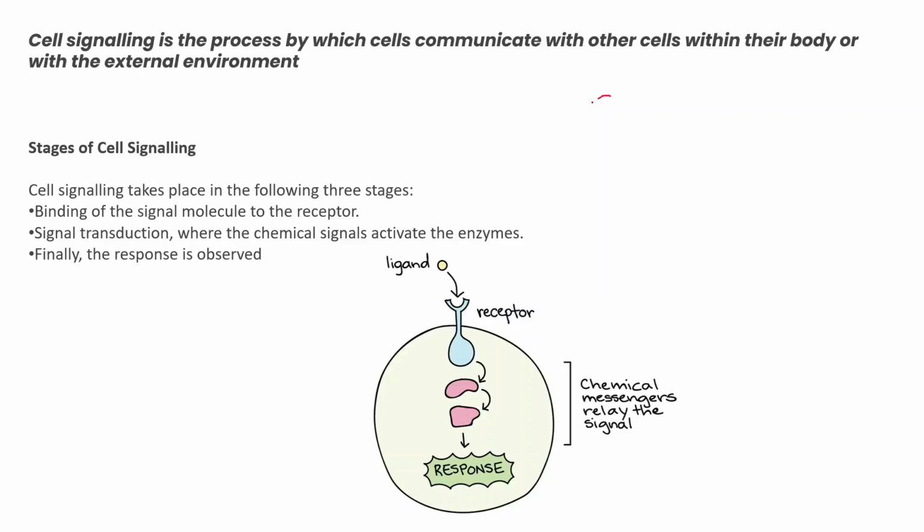Suppose this is one cell and this is another cell, and by using these multiple cells one organ or one body is formed. These two cells will communicate with each other to do a certain kind of function. That particular communication is called cell signaling. And in cell signaling there are three stages.